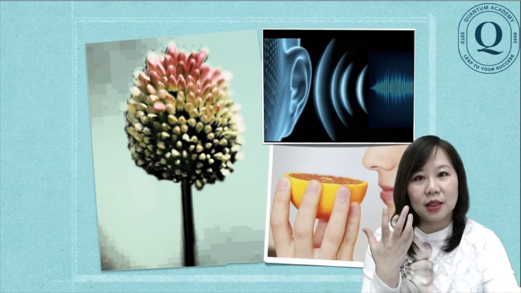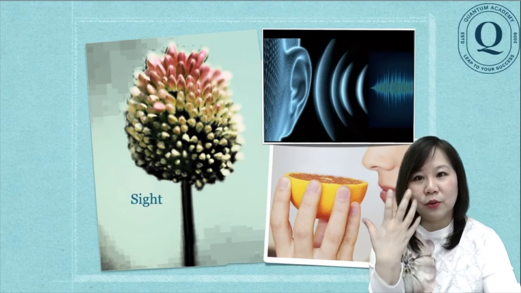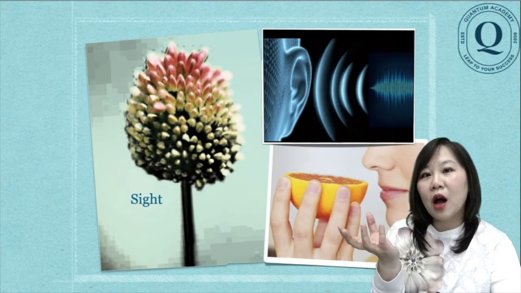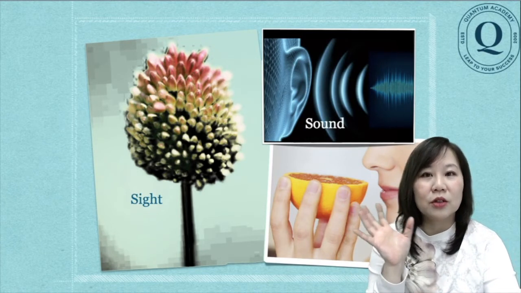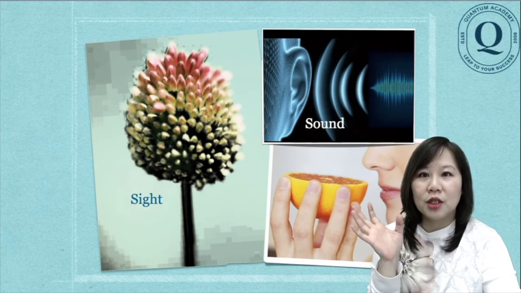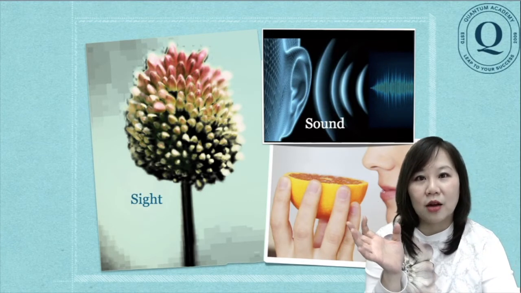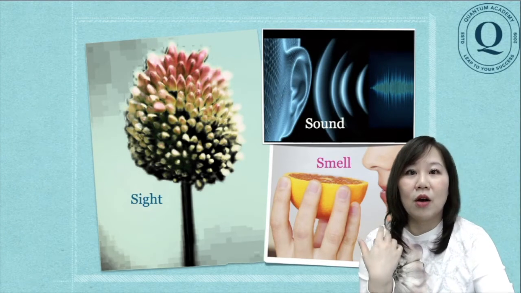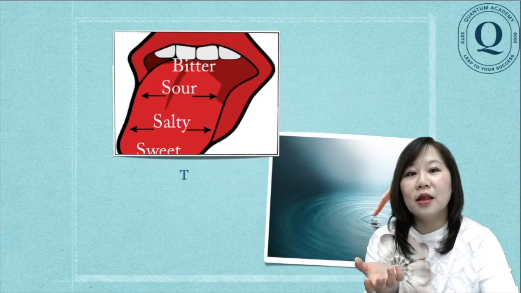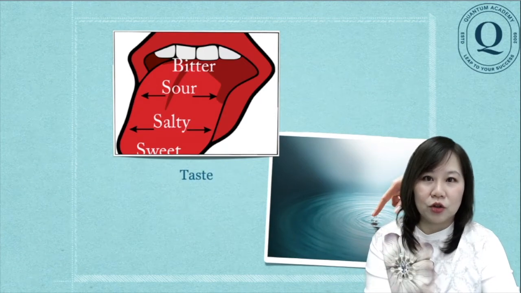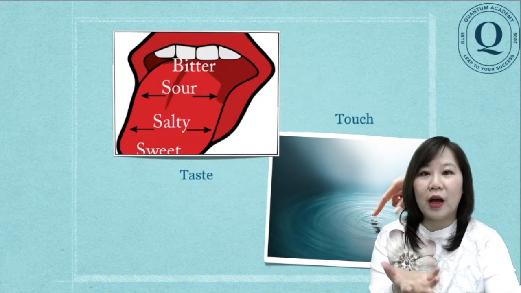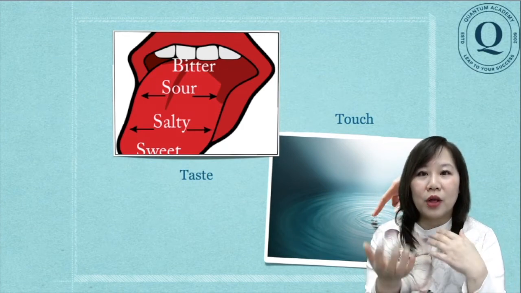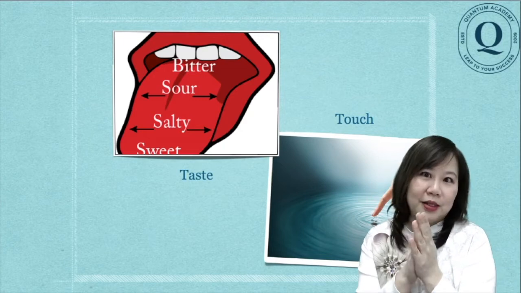So the most common sense that we usually use is sight, so we can see, and a very common sense that writers use in their imagery writing is sound, and there's also smell, there's also taste, and there's also your touch. Okay, so these are your five senses involving your eyes, ears, nose, mouth, and your fingertips.